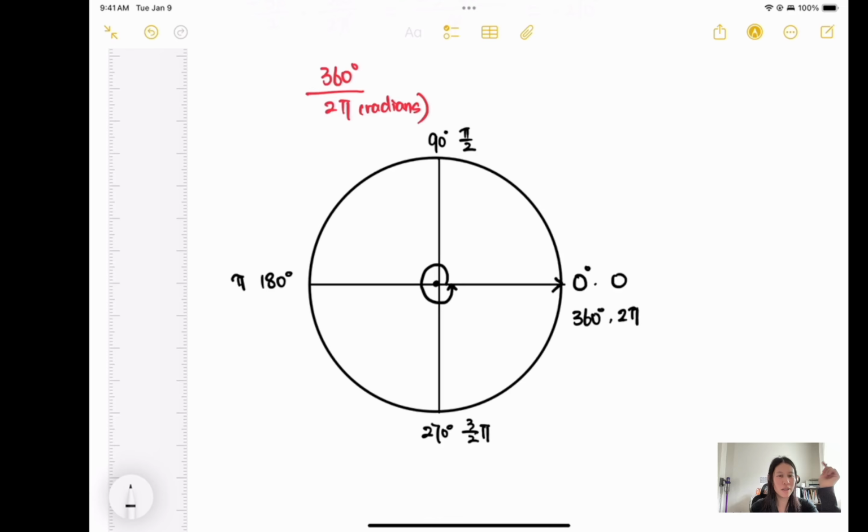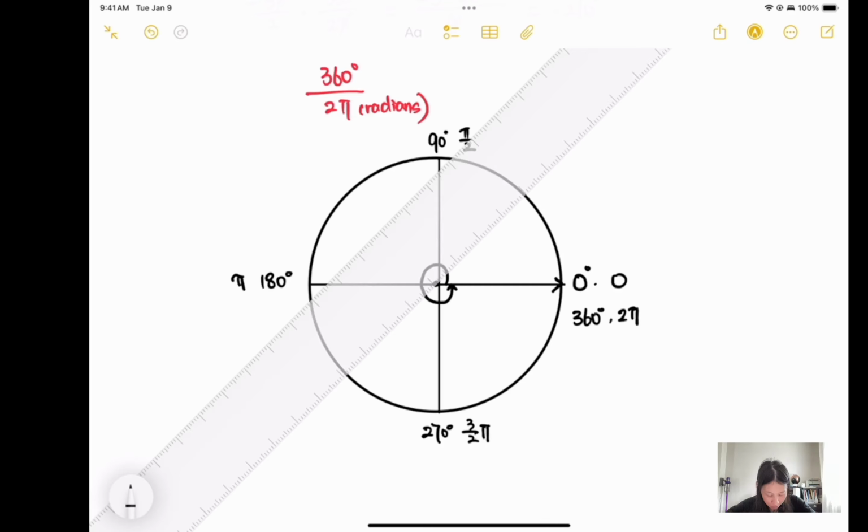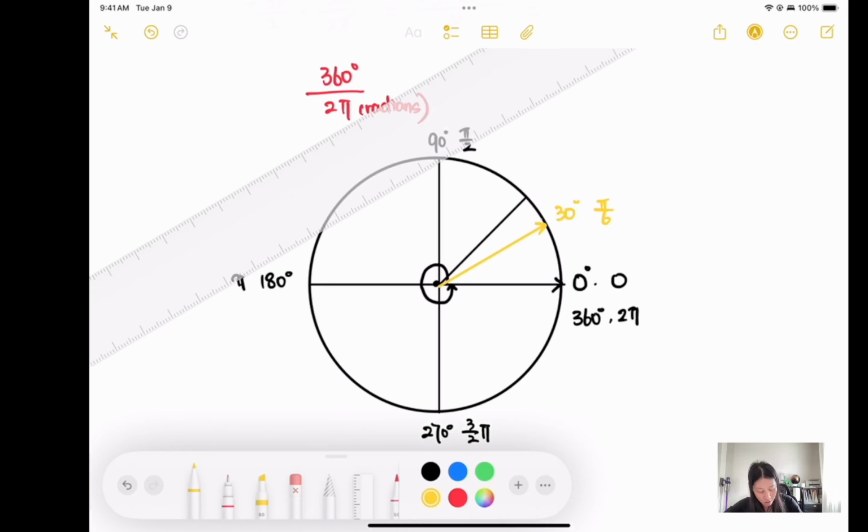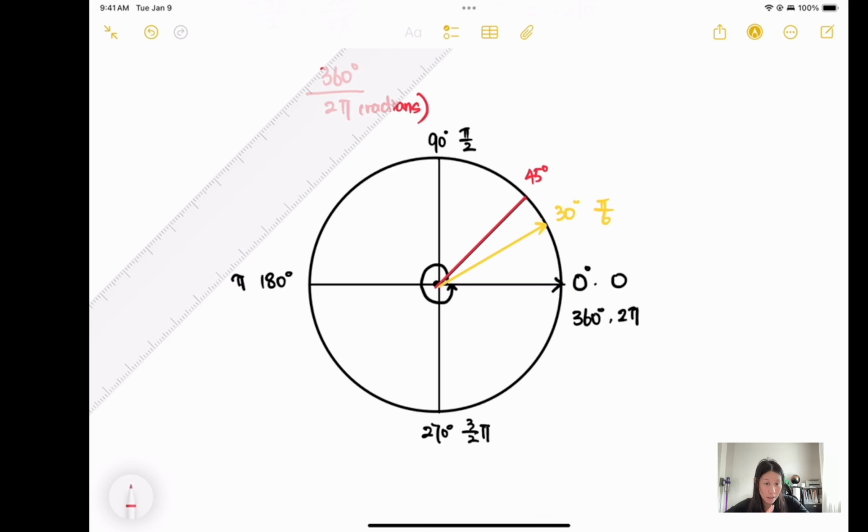So another important one that you need to remember is the 45 degree, the 30 degree one. Let me use a different color of pen. So this one is the 30 degree one. 30 degree one, the radian is pi over 6. If it's a 45 degree one, which is going to be half of the 90 degree, which is half of pi over 2. So that gives you a pi over 4.